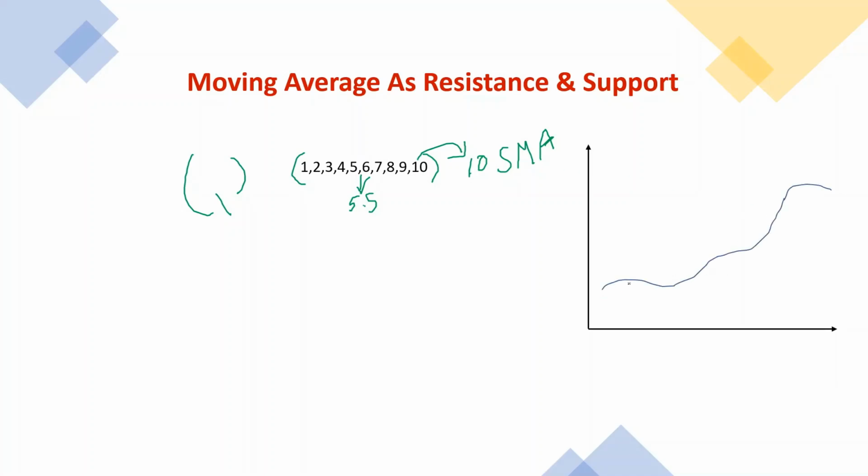So let's assume I got this curve graph, and this is a graph of 10 SMA. So this is the graph which I got. Now, how do we relate this with resistance and support? Generally, to understand this resistance and support part, you need to understand general human mentality, how we actually think.